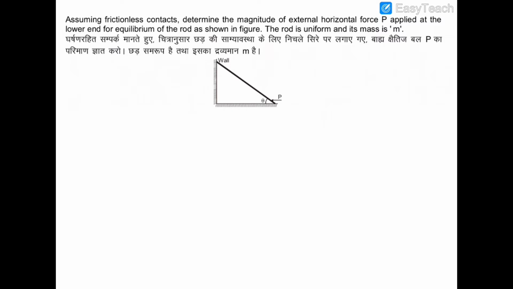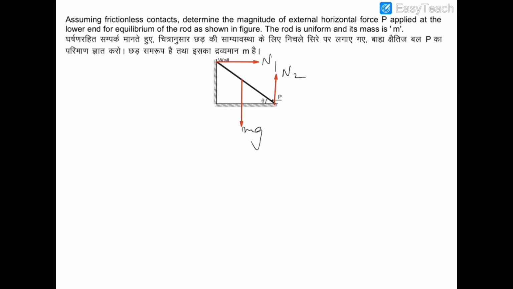Now let us first of all draw all the forces acting on the rod. So the mg of the rod would be acting from the center in the downward direction. The normal reaction of the wall would be acting in this direction, so let us name it as N1, and the normal reaction of the floor would be acting in this direction, so let us name it as N2. And P is also acting in this direction. So these are the forces acting on the rod, and due to application of this force P, the rod is in equilibrium.